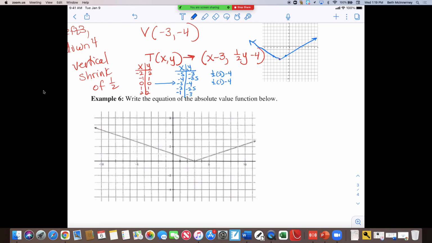Okay, let's do the last one. It says write the equation of the absolute value function. Where is the vertex? 3, 0. So I can tell my vertex has been moved right 3. Then, if you notice, I would have to go up 1 and right 3. Up 1 and right 3. So this would be a vertical shrink of 1/3.